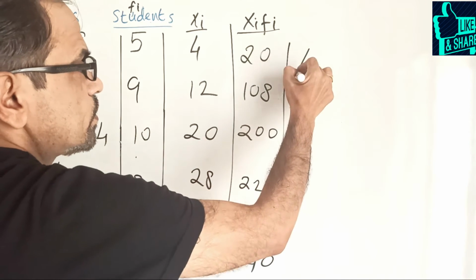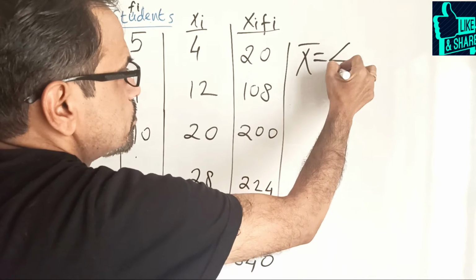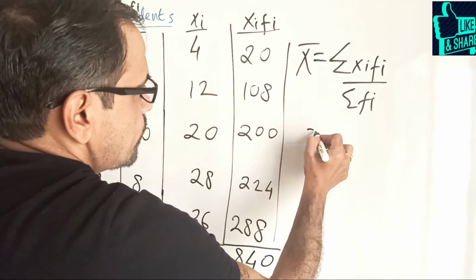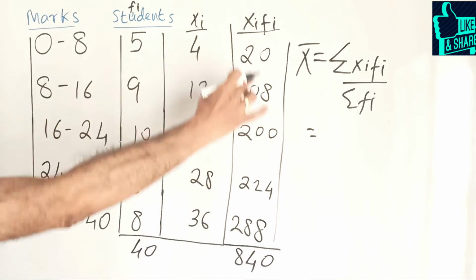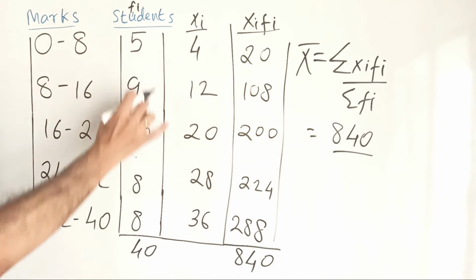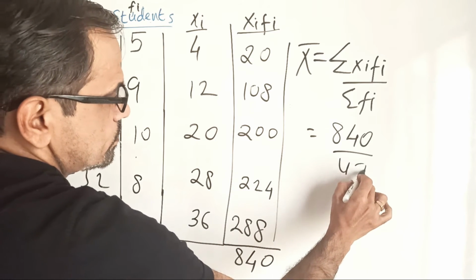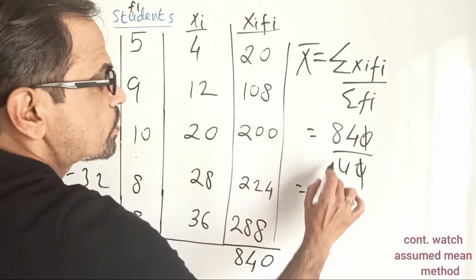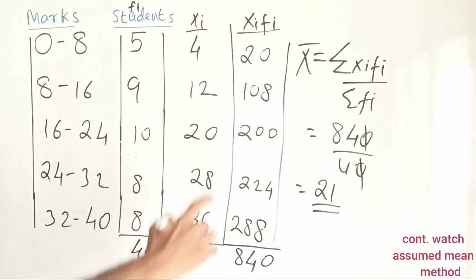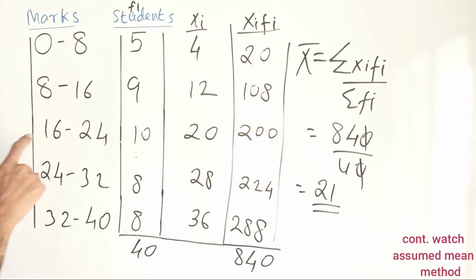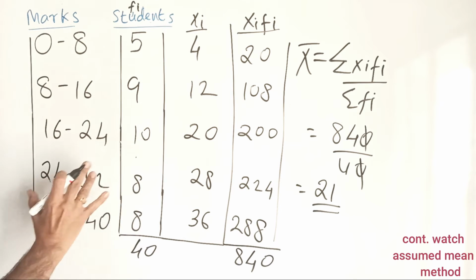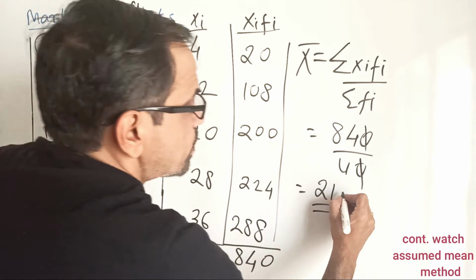Now let us calculate the average mean: sigma xi fi upon sigma fi. Sigma xi fi means the summation of this xi fi is 840, upon sigma fi, the total sum, is 40. So this will calculate to 21. So 21 marks is the average of this class. Very simple. The teacher can report to the principal, my section got 21 marks average.